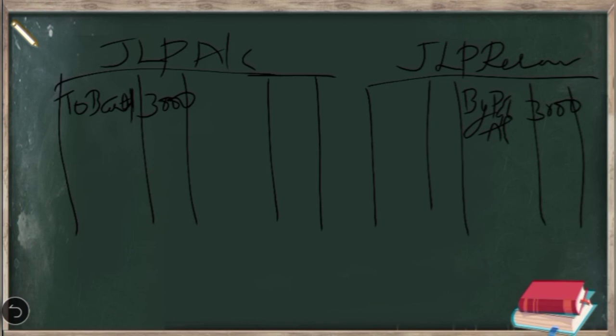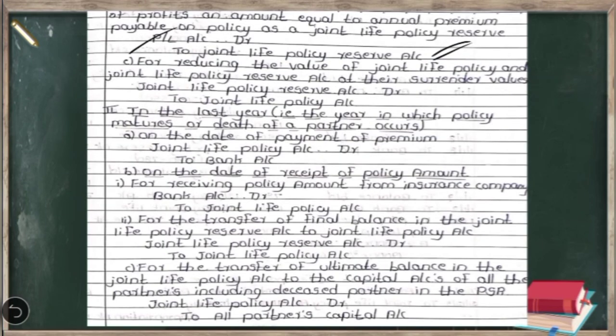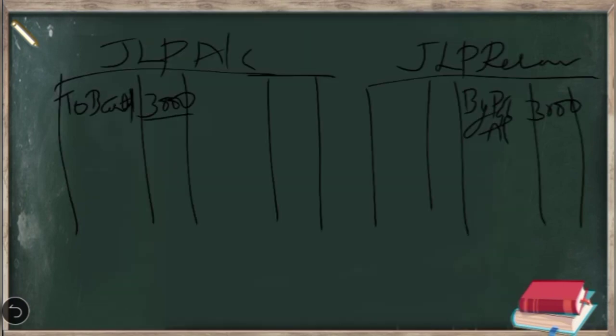So in order to cancel that, we are going to pass the next entry, that is joint life policy reserve account debit to joint life policy account. In the joint life policy account, this amount is showing a debit balance. In order to cancel 2500, you have to give credit to the joint life policy account. Similarly, in the joint life policy reserve account, we have credit balance of rupees 3000. In order to cancel the excess of 2500, we have to give debit to the joint life policy reserve account. So you are going to make the entry joint life policy reserve account debit to joint life policy account.